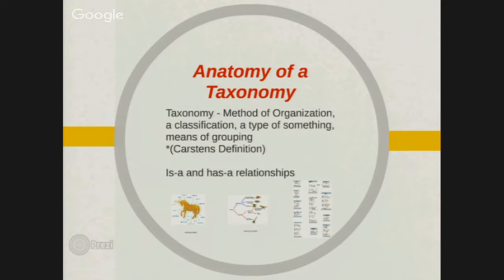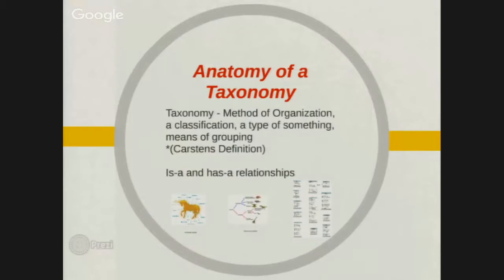So the next thing that we're going to talk about is, so that was posts, the anatomy of a post, is taxonomies. How many of you know what a taxonomy is? Most of you. Oh, that's good. I struggled with this slide because explaining what a taxonomy is not easy. You're probably going to laugh at me after I explain it, but my definition of a taxonomy is a method of organization, a classification, a type of something, or a means of grouping things together. That is not Webster's definition, it's mine.